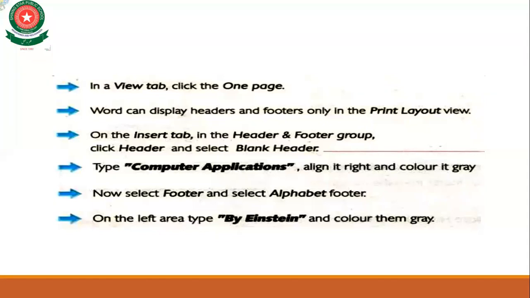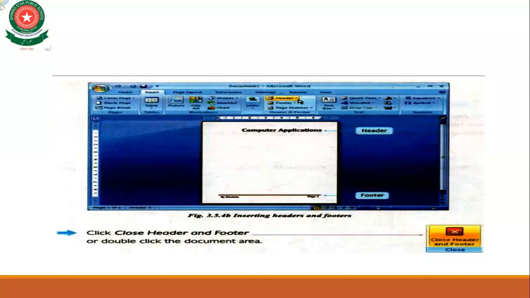Now type whatever you want and align it right and color it what you want. Now select footer and select alphabet footer. Now here you can type whatever you want and also you can choose a color. After doing this, you can see there your header and footer will appear on the screen.